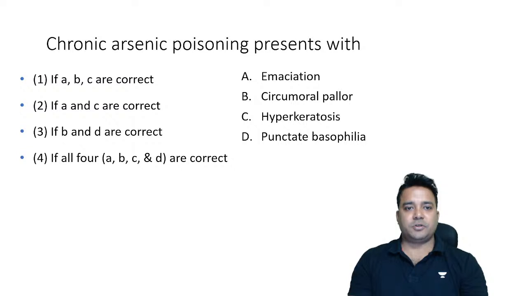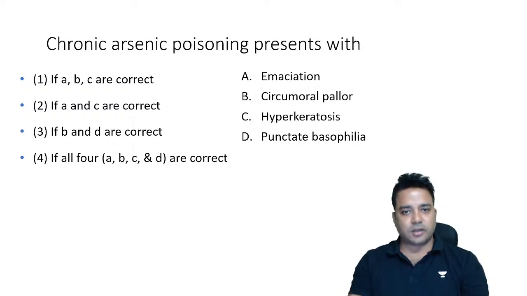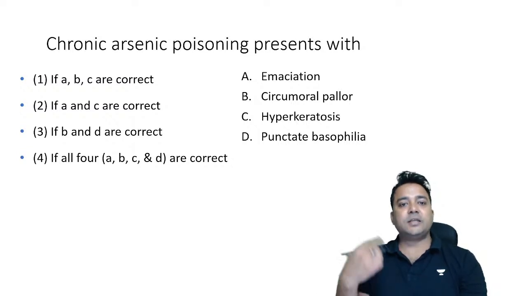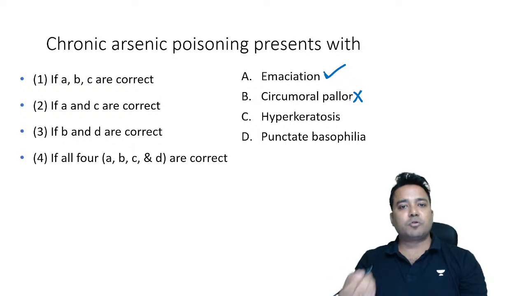In chronic arsenic poisoning, arsenic is redistributed from blood to body tissues like skin, hair, nails, and bones. And so are the findings, mainly seen in skin, hair, nails, and bones. But the earliest feature of chronic arsenic poisoning is emaciation. Yes, this is true. Circumoral pallor is usually associated with lead poisoning because lead leads to a sort of normocytic, normochromic anemic picture.